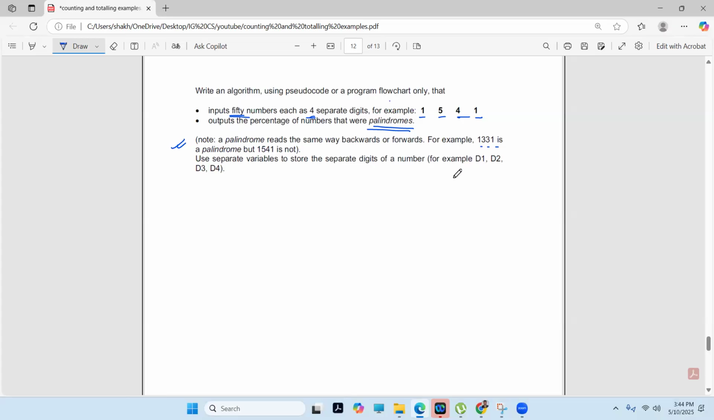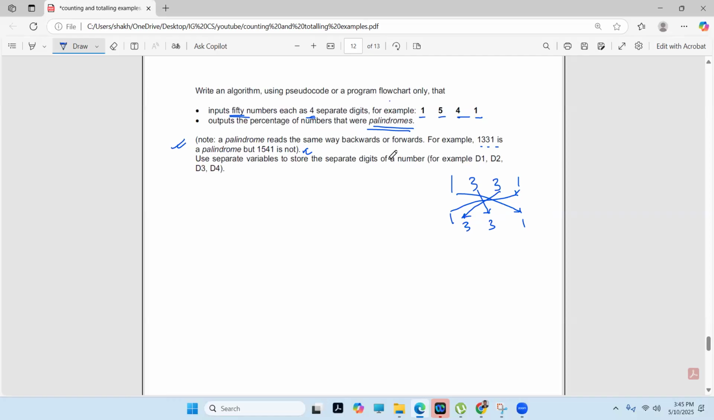That means 1331, 1331. If you write 1 here, 3 here, 3 here, and this 1 here, it's 1331, right? So it's the same thing. If you reverse a number and you get the same number, it's called a palindrome. That is the note they give you. Use separate variables to store the separate digits of a number, for example, D1, D2, D3, and D4.